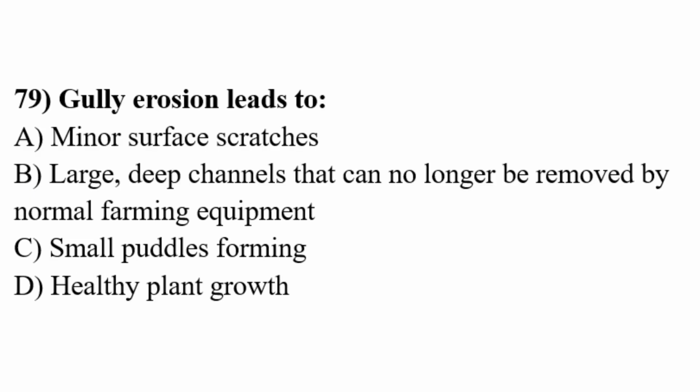79. Gully erosion leads to: A. Minor surface scratches. B. Large, deep channels that can no longer be removed by normal farming equipment. C. Small puddles forming. D. Healthy plant growth. Answer: B. Large, deep channels that can no longer be removed by normal farming equipment.